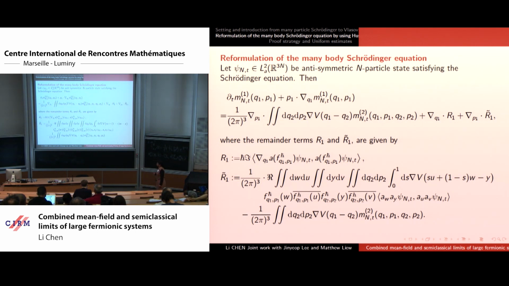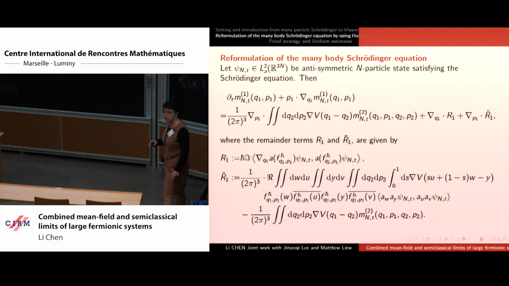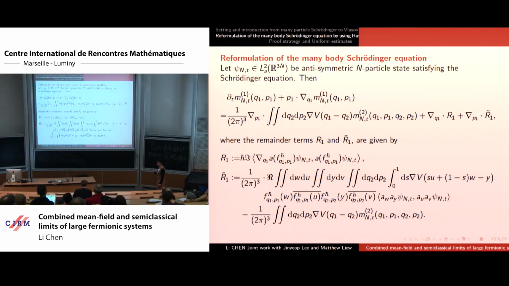This is the first equation. When we get, for the one-particle Husimi measure, it's related to the two-particle Husimi measure, but it's not exactly the BBGKY hierarchy. You have the remainder terms determined by the Schrödinger solution. It's not totally, so we call it a kind of BBGKY-like hierarchy. And what I want to say, and then there is another term there.